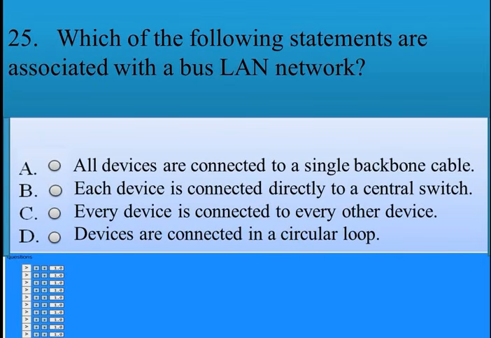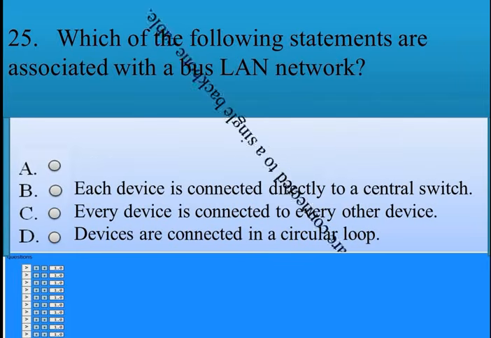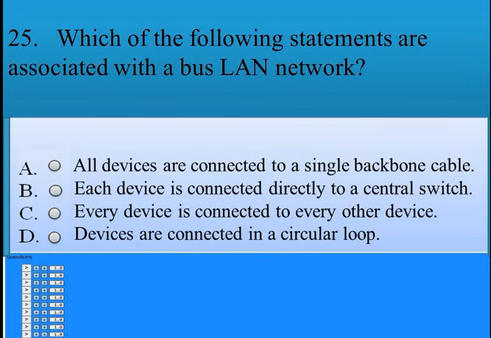Question number 25. Which of the following statements is associated with a bus LAN network? A, all devices are connected to a single backbone cable. B, each device is connected directly to a central switch. C, every device is connected to every other device. D, devices are connected in a circular loop. The correct answer is A, all devices are connected to a single backbone cable.